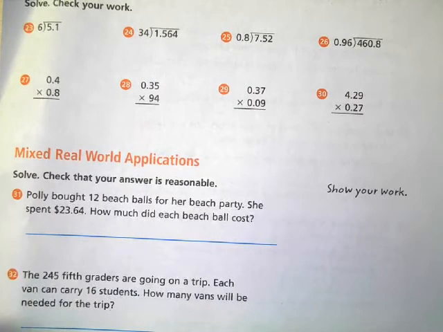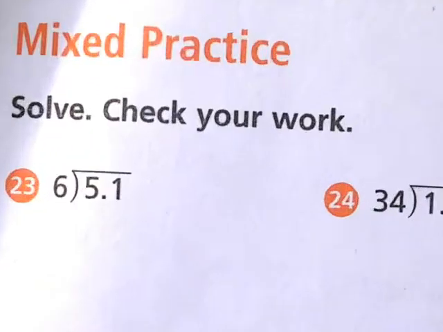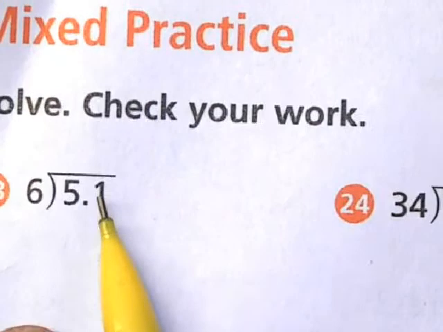On page 228, we have a lot of practice, and I think this would be important for us to do because we are first going to need to make sure we remember how to multiply decimals together and how to divide decimals when they're in both places. So I think it might be fun for us to solve number 23. I'm going to zoom in on that. Number 23 says 5.1 divided by 6.